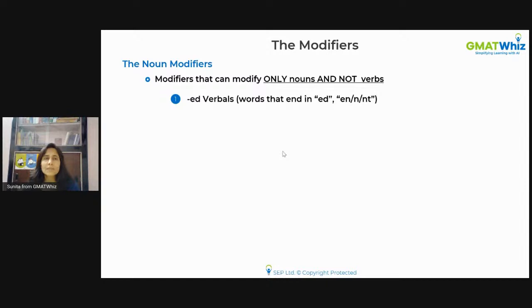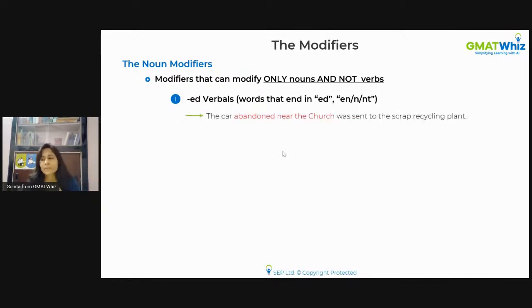You have the ED verbals. What are ED verbals? Words that end in ED; they sometimes also end in EN or simply N or NT. These words resemble verbs. They look like verbs, but they are actually not verbs. They are modifying the noun.